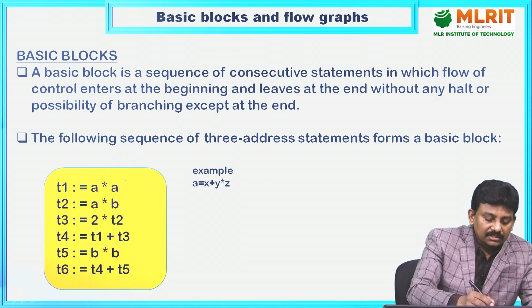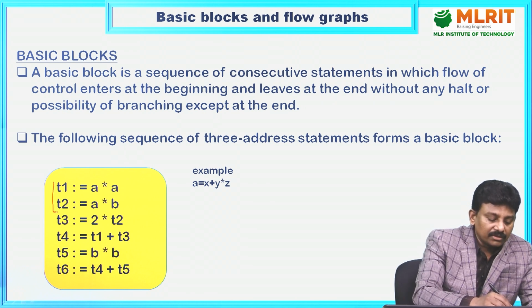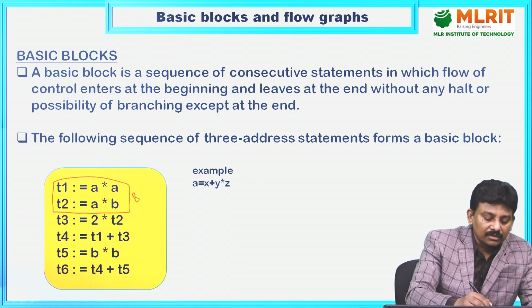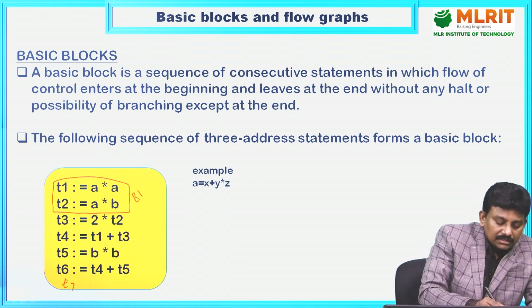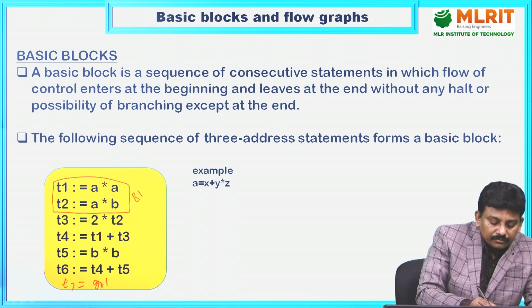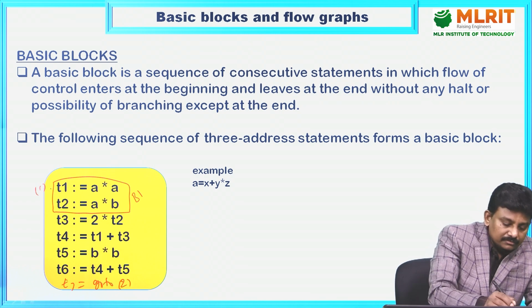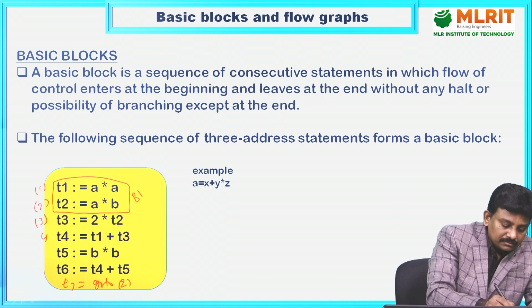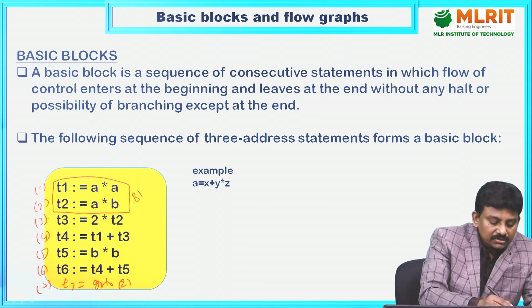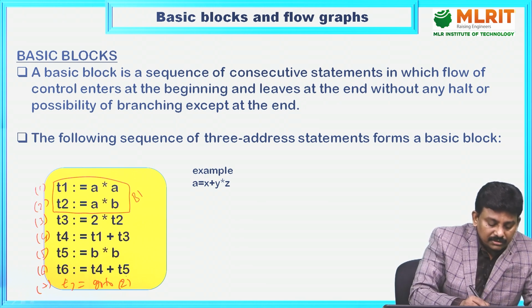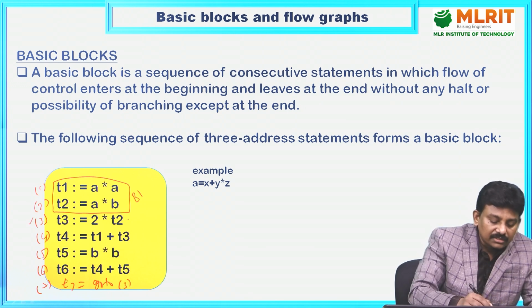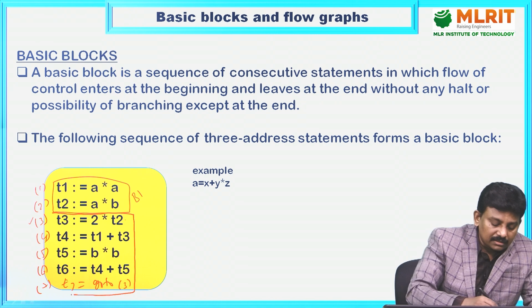T1 is a leader, so T1 and T2 are basic block B1 because there is a T3 that is go to 2. So the target of go to is, for example, here 3. The target of go to is label 3. So this is also a leader, so the basic block B2 will start from here until we find the next leader. This is basic block B2.